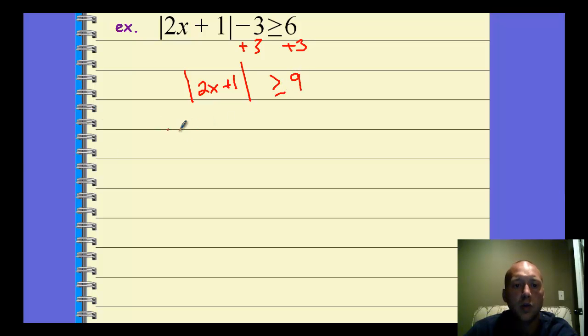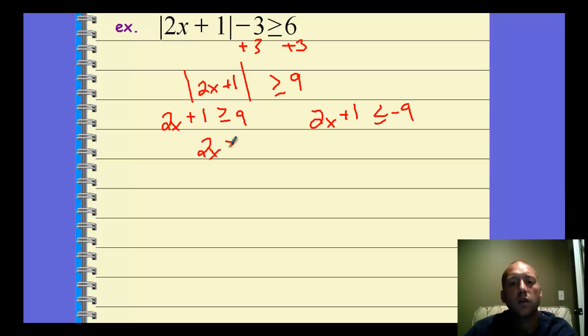Now I can write my two inequalities. The first one I'm going to write just leaving off the absolute value sign. The next one I'm going to write, but I actually need to flip the sign and make it negative. Now I can solve both of these. So 2x is greater than or equal to 8. And here 2x is less than or equal to negative 10. And then divide by 2.